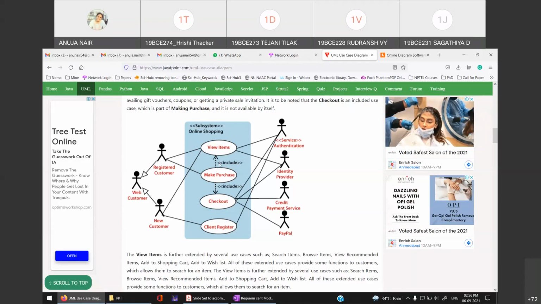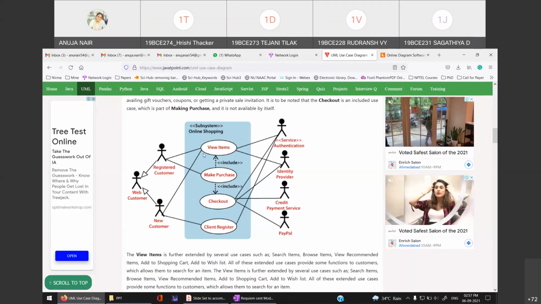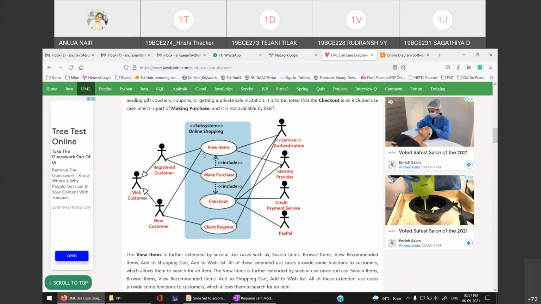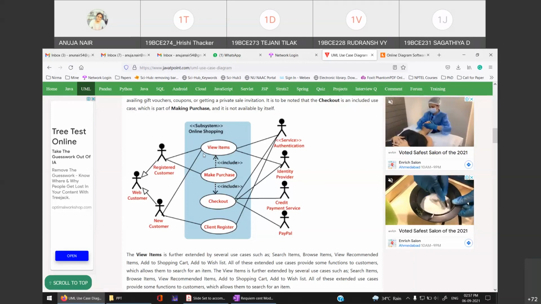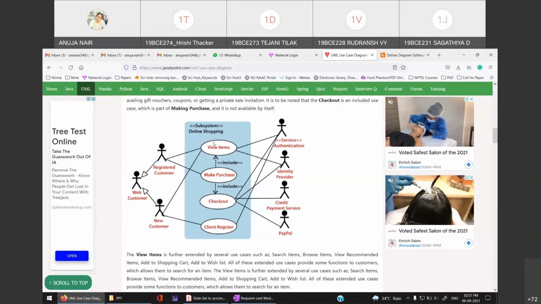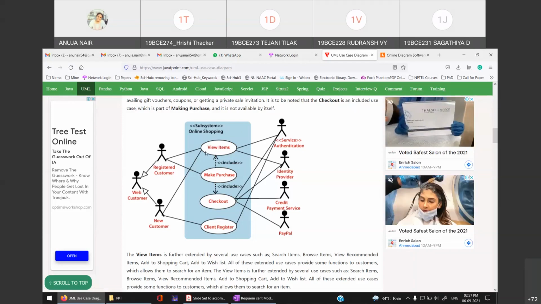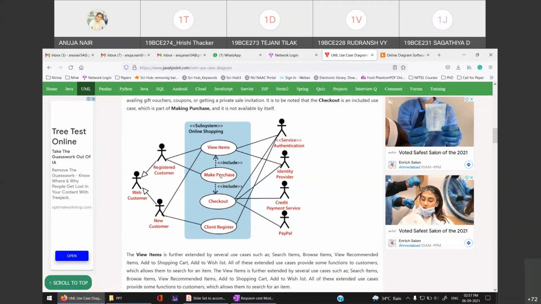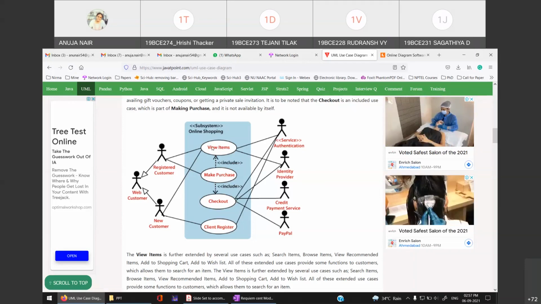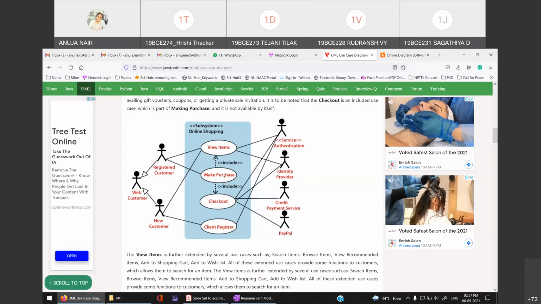But there is an include relationship also, which shows how I will read this. I will read that when I want to make a purchase, I need to view items. You need to view the items, select the items and add them. That is the meaning. But you cannot write everything here, like search item, add item, all these things. So you have given a common name, view items, right? So when you want to make a purchase, you are going to view the items and then only you can make a purchase.